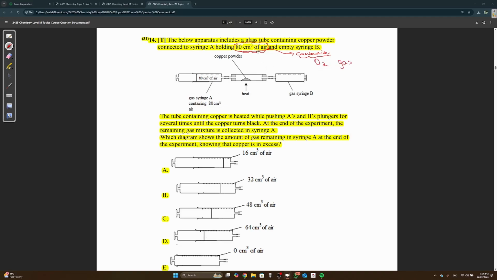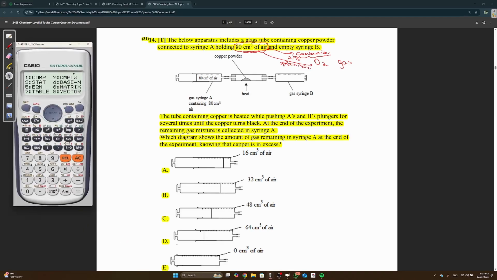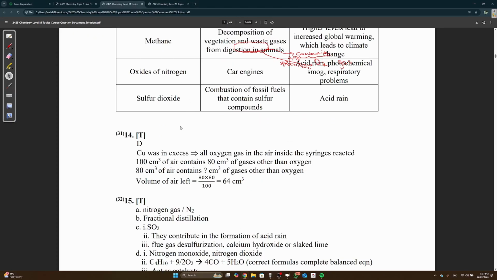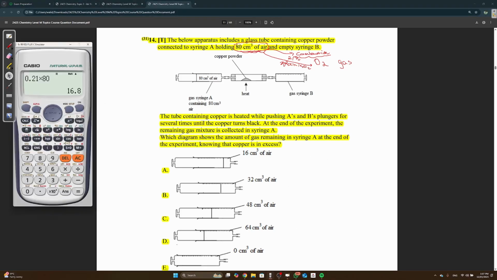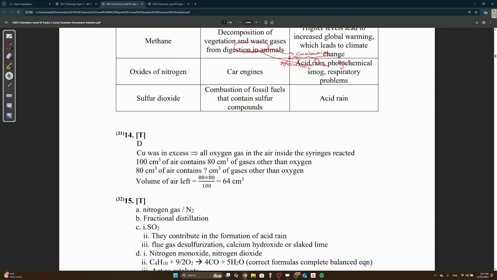They did not mention oxygen gas anywhere here. Okay, in air, how much oxygen do you have? You need to know the statistic that 21% of air is oxygen. So you take 21%, 0.21, of 80 centimeters cube, and you get 16.8, so around 16 centimeters cube. So let's take a look. Okay, what I did was correct, but I have to do 80 minus this answer. The answer is going to be 64, around 63, whatever.